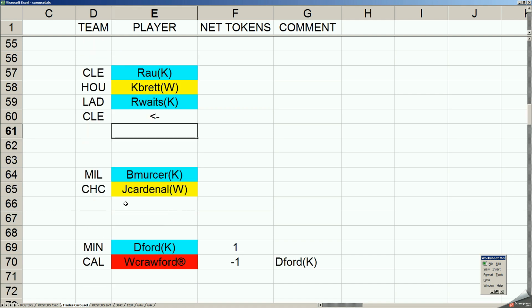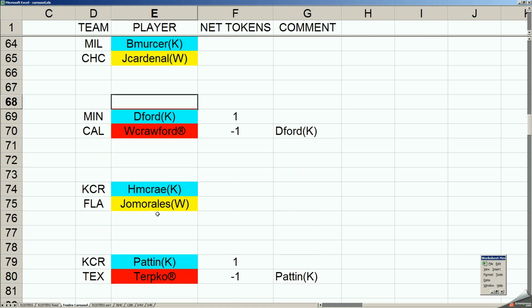Moving on, Milwaukee will send a nice keeper, Bobby Mercer, to the Cubs for Jose Cardinal. I could have awarded a comp pick here, except Jose Cardinal could have been a keeper, but Milwaukee had too many guys, so he gets waived.